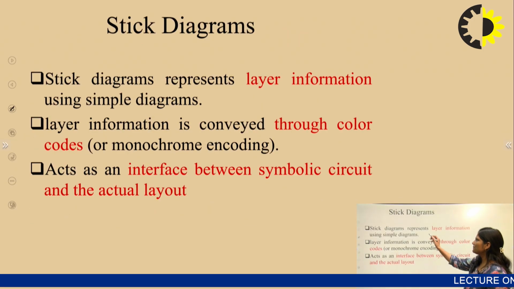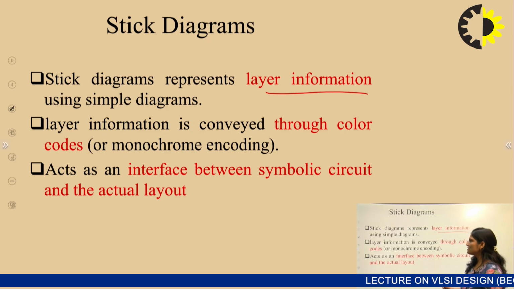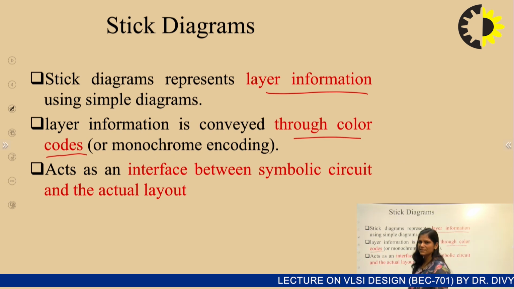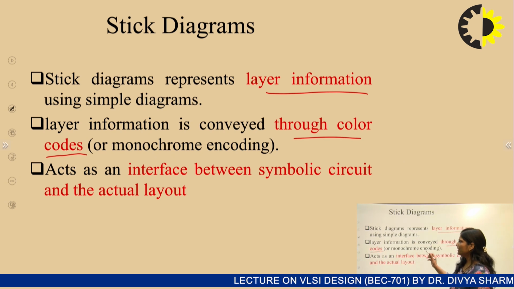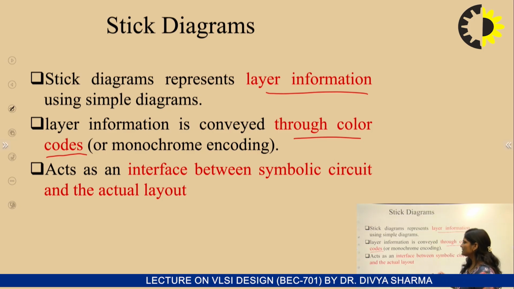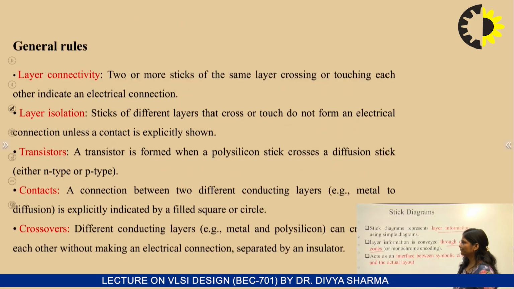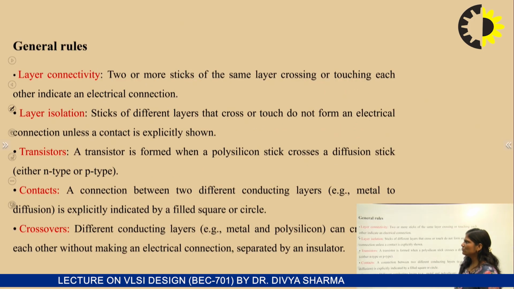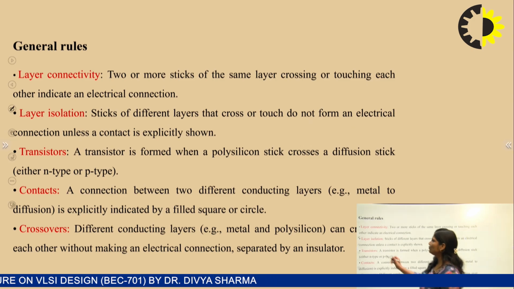A stick diagram represents the layer information using simple diagrams, and layer information is conveyed through color codes. So we will discuss color codes later. Here, a stick diagram also acts as an interface between the symbolic circuit and the actual layout. Now these are the general rules when we are designing a stick diagram. So we have to follow these rules.